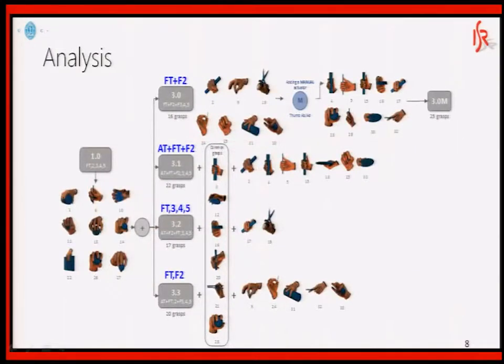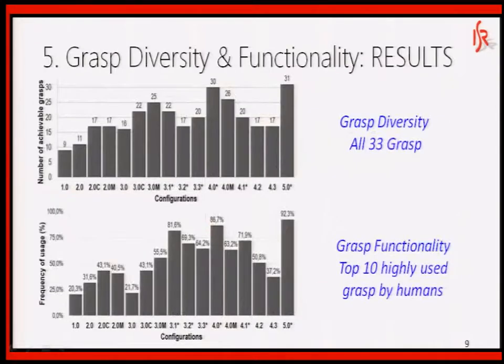Of course, in the interactive session, you will get more details about this. We did 2 studies. In the first study, grasp diversity, we considered all 33 grasps. This shows how good each configuration does in terms of functionality of grasping. The second one, grasp functionality, is a study that considers only the top 10 grasps, which are grasps that are highly used by human beings in daily tasks. As you can see, we can find out which of these configurations are doing better.